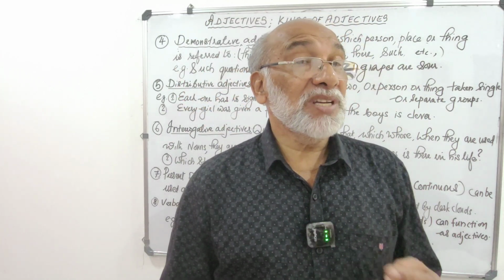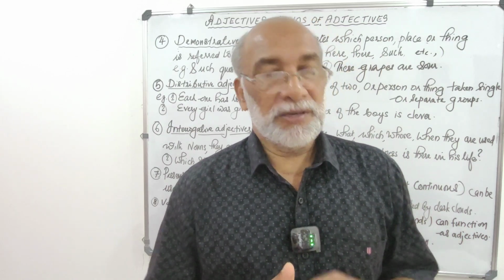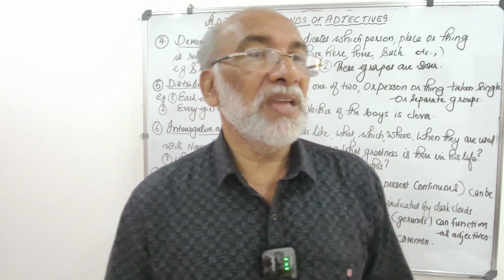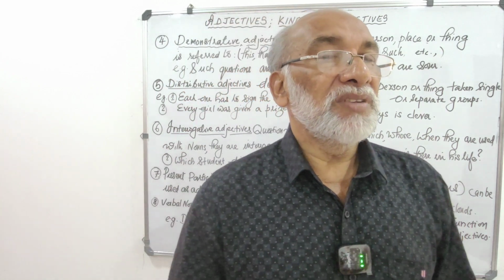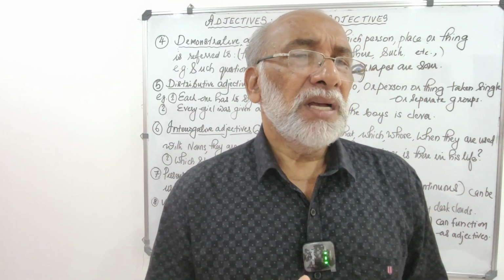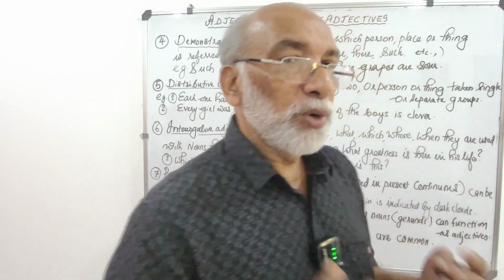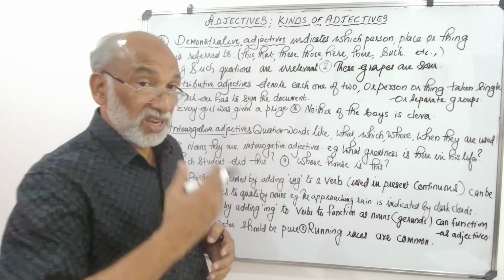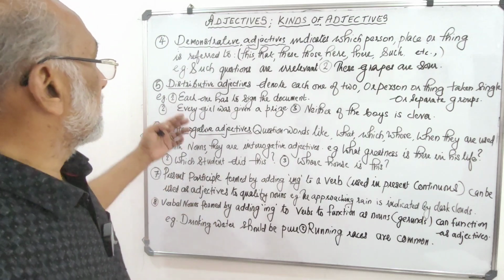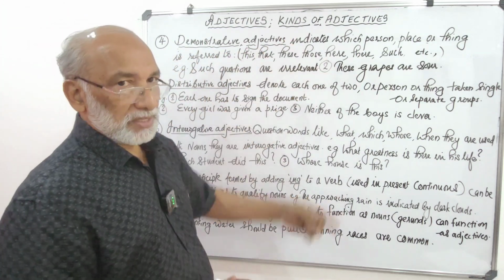See friends, here I am to continue with the discussion on different kinds of adjectives. In my previous session, we discussed three kinds of adjectives and let's continue with the fourth one. Adjectives are used in different ways and we are going to see the ways in which an adjective can be used, or what the different kinds of adjectives are. Okay, the fourth one, demonstrative adjectives.